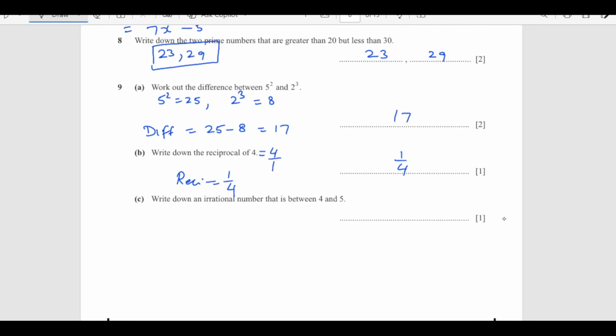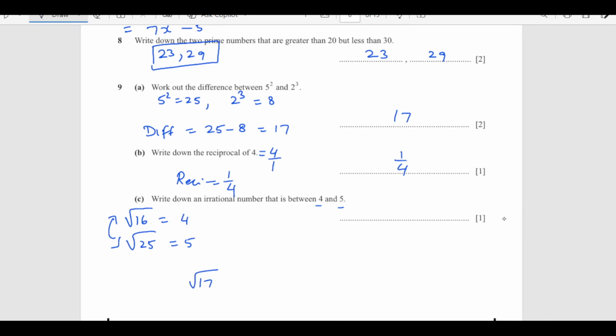Now write down an irrational number that is between 4 and 5. So as you know that square root of 16 is 4 and square root of 25 is 5. So we are looking for a number between these. So you can take any number that comes between 16 and 25.